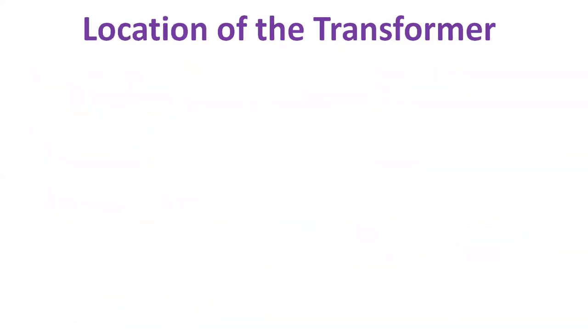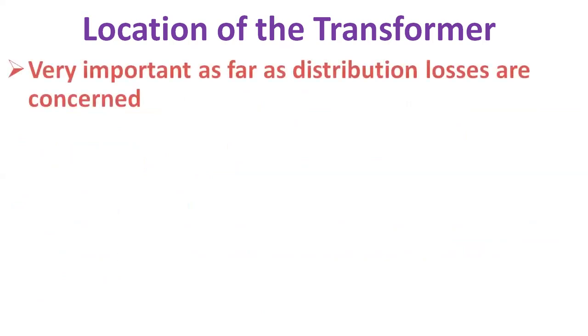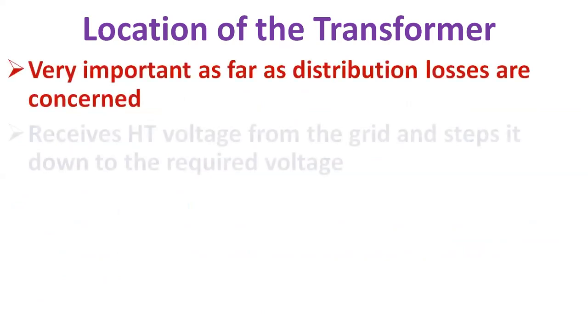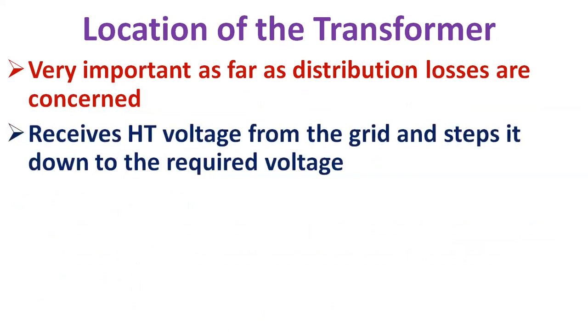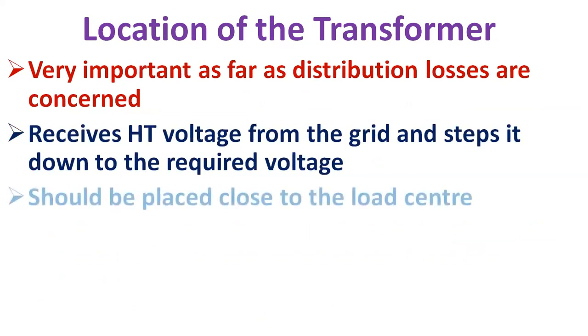The location of the transformer is very important as far as distribution losses are concerned. A transformer receives high tension voltage from the grid and steps it down to the required voltage.